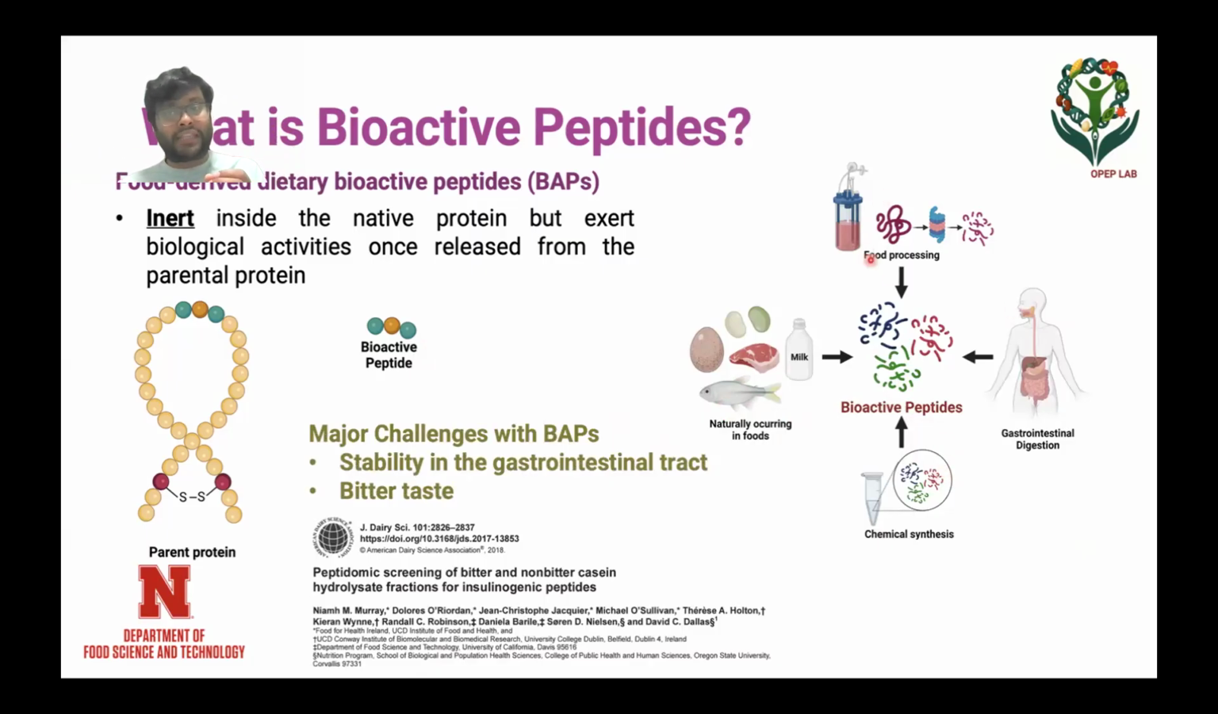So if it's produced in food processing or it's present naturally in the foods, it will be broken down into maybe small amino acids or small other fragments of peptides, so that it will not get absorbed in the bloodstream. The other point is that sometimes when you have these peptides produced through food processing techniques like enzymatic hydrolysis, it will give a bitter taste. So that's the biggest challenge of these peptides.